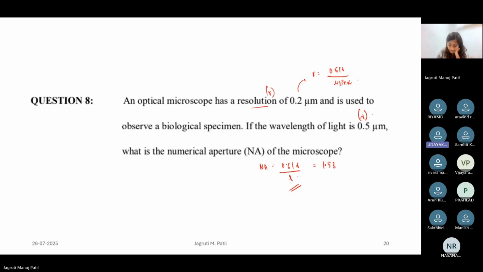Okay. Can someone tell me if this has units? No. Why? It is a dimensionless quantity. Exactly. Wavelength is in meters, and the resolution will also be in meters or microns. So both have a length unit and they cancel. So this is a dimensionless quantity. Okay.